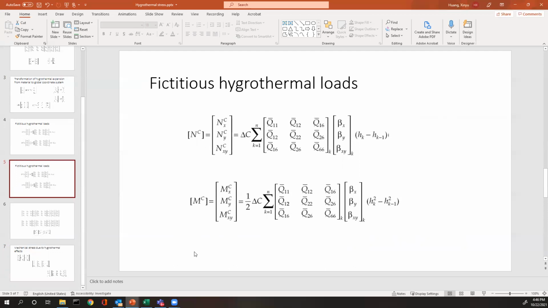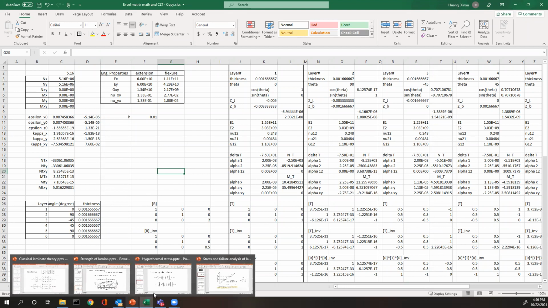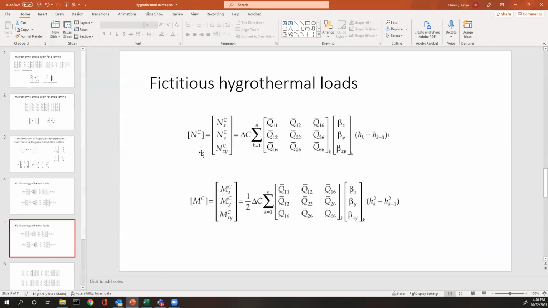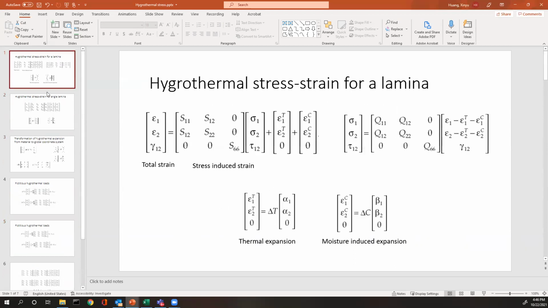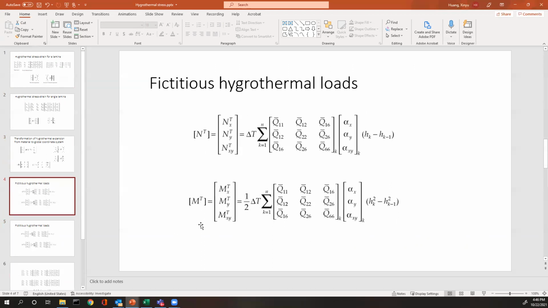Now let me show my implementation. This is how I implement all these in my code right here. All right, so I basically follow the formulation. First, I want to figure out NT and MT. Remember, in my code, I only implement temperature effect. I didn't implement moisture effect. I mean, they're exactly the same, methodology-wise, exactly the same method.